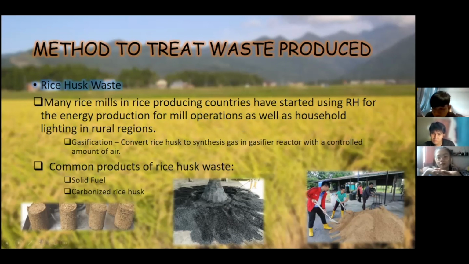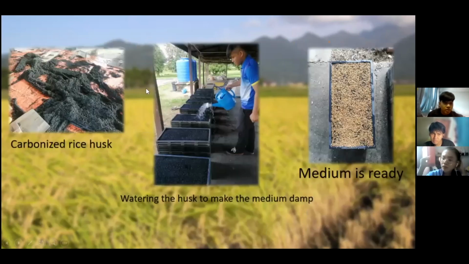As we can all see here, we use a homemade furnace to burn down the husks. And this is the carbonized rice husk. And this is me watering the husks to make the medium damp. And then we spread the paddy seedlings to make the new crops. And this is the picture where the medium is ready.